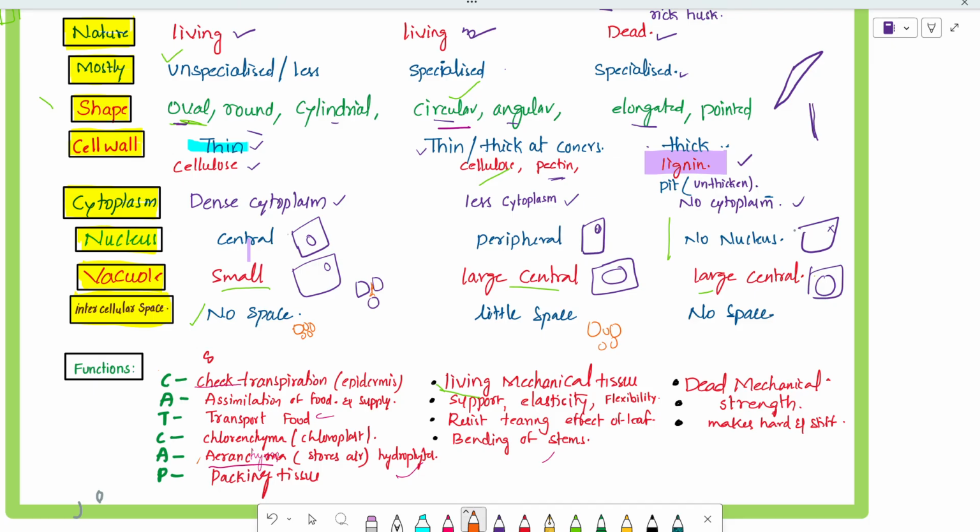So today we learned about the simple permanent tissues. Next class we will be learning about the complex permanent tissues.